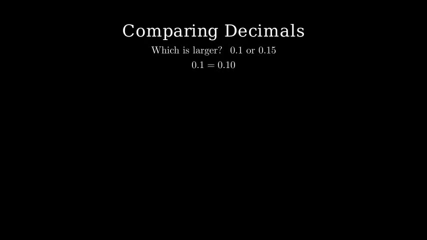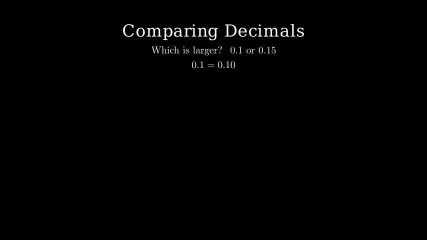Let's determine which number is larger, 0.1 or 0.15. To do this, we'll compare their decimal places one by one. First, we note that 0.1 is the same as 0.10. If we rewrite 0.1 as 0.10, it's easier to compare these two values.